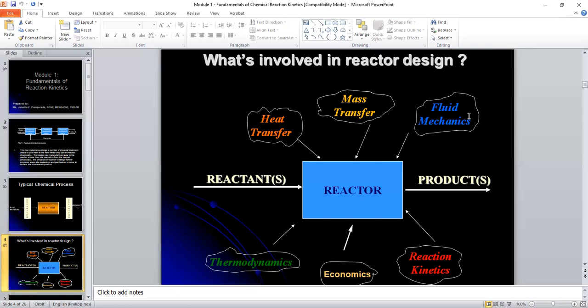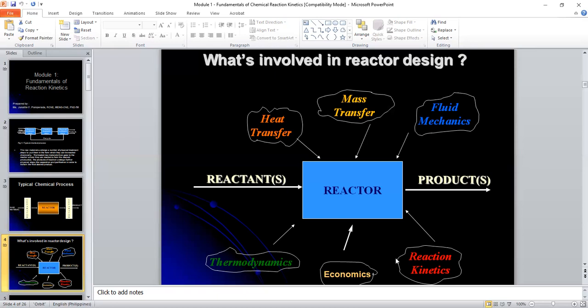Of course, you know already your fluid mechanics because that was discussed in your transport processes. And you have your thermodynamics before this, and you have your economy already taken. And this is it. So the first part of chemical reaction engineering, as discussed to you yesterday, is about the kinetics of reaction. So that's reaction kinetics.